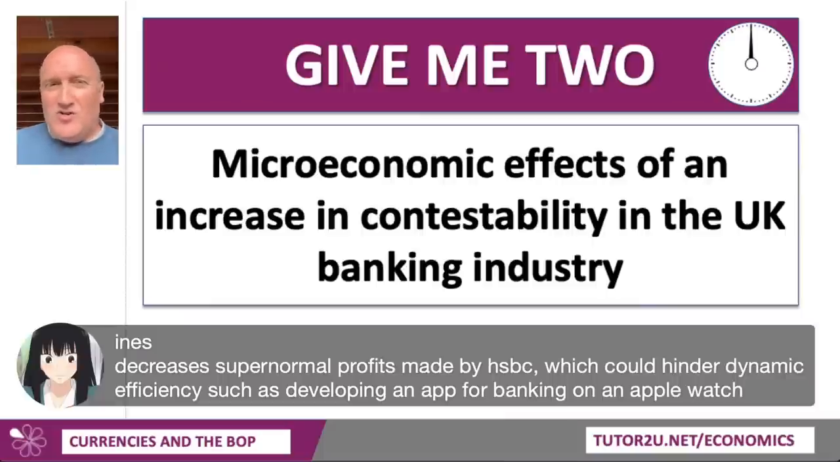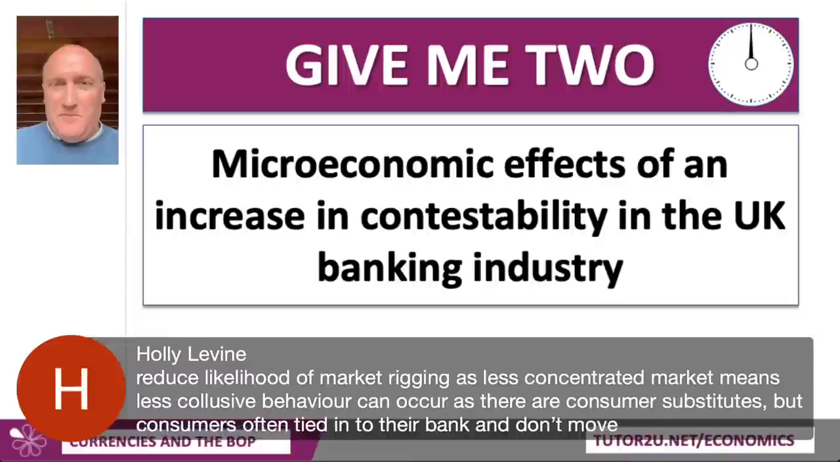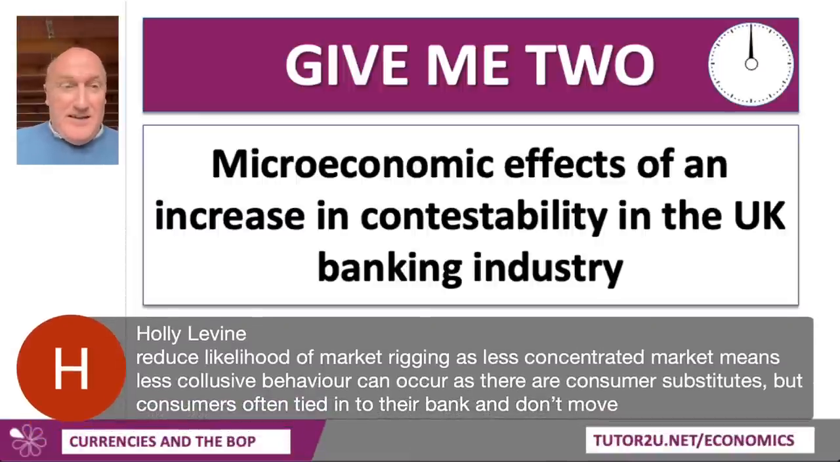It's not easy to draw cost and revenue curves here, is it? Because the output is like a financial service. It's not like an electric car battery. Here's Holly's point. It reduces the likelihood of market rigging, because that's a financial market failure. A less concentrated market means less collusive behavior, as a consumer substitutes, but consumers often tied into the bank and don't move. Market rigging is a type of market failure, hinting at oligopolistic collusion, but low cross-price elasticity, consumers locked in, loyal to their banks, customer inertia, that kind of stuff.